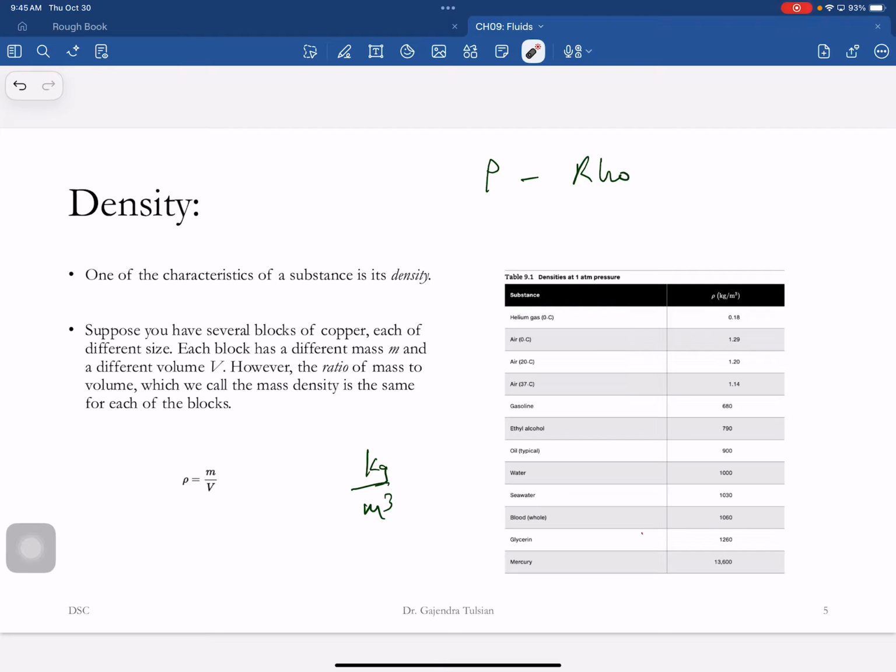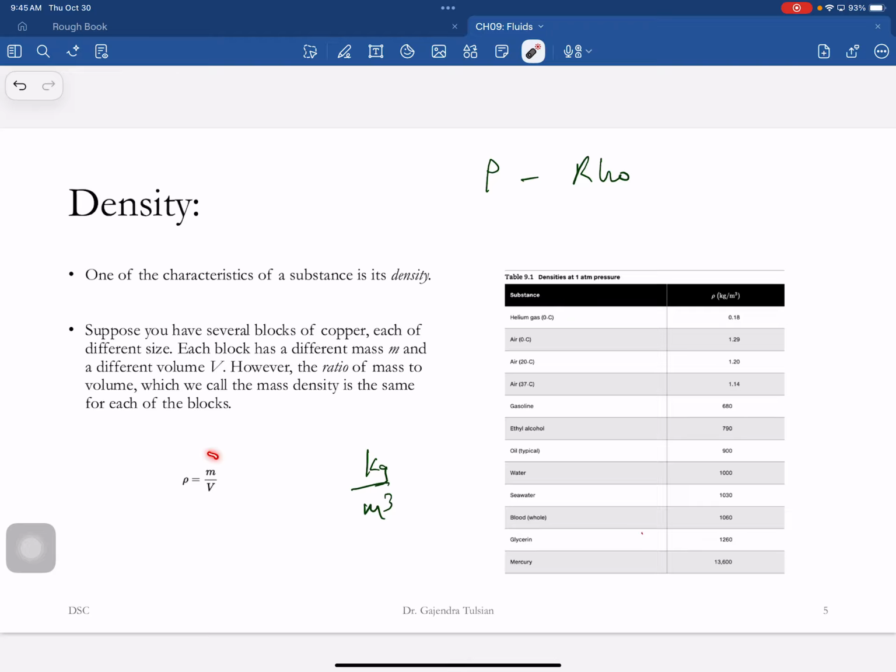Now here's the thing. Let's say you have a block of copper, and then you break the block up. You have several pieces of copper. The mass of each piece and the volume of each piece is different, but the density of all the pieces is the same. Suppose you have several blocks of copper, each of different size. Each block has a different mass and different volume. However, the ratio, mass to volume, which we call the density, is the same for each block. So density is a property of the material.